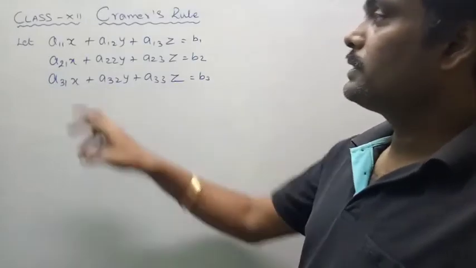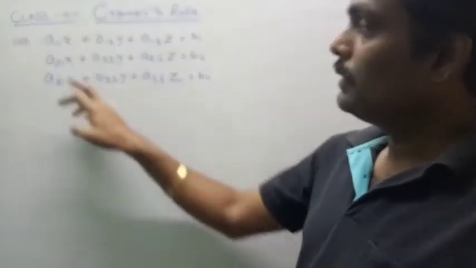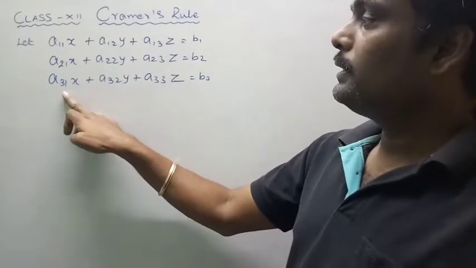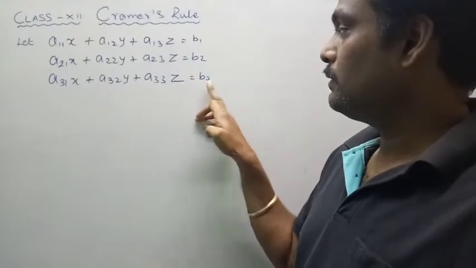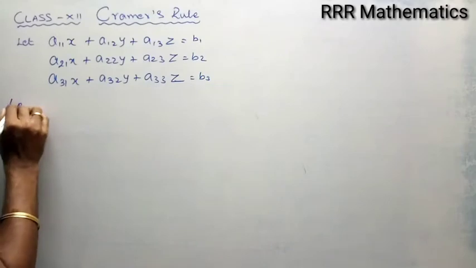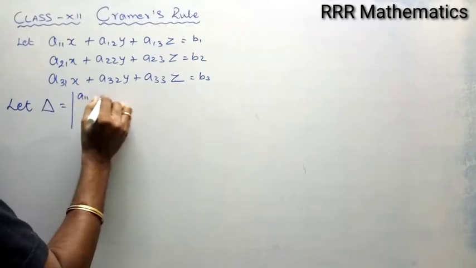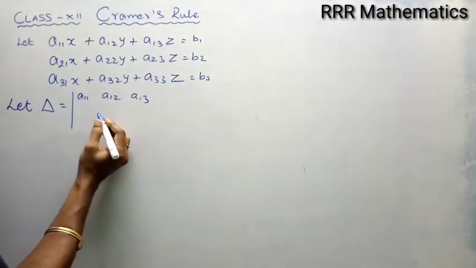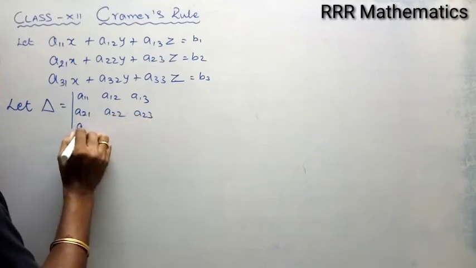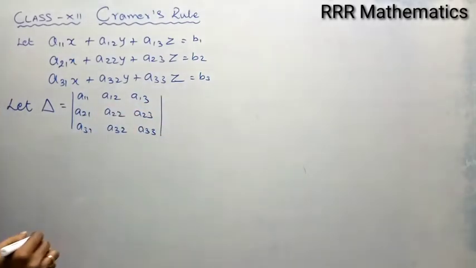We have three equations: a11x plus a12y plus a13z equal to b1, a21x plus a22y plus a23z equal to b2, a31x plus a32y plus a33z equal to b3. In this case, let us define delta. Let delta equal to the determinant with rows a11, a12, a13, the coefficients of x, y, z, then a21, a22, a23, and a31, a32, a33. Expand the determinant, you will get the value of delta.